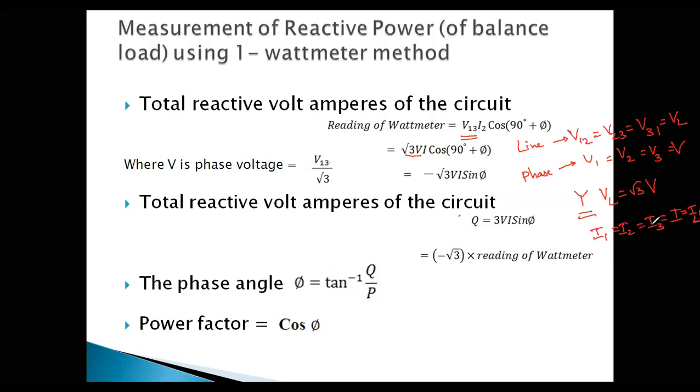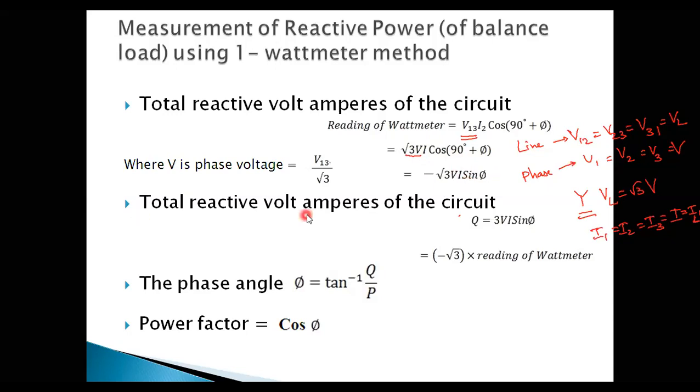Hence, we have I placed there. And then cos of 90 plus phi is going to be minus sine phi. So for angles greater than 90, the cos value is negative, and hence we write it as minus sine phi. Hope you're clear so far. So the reading of the wattmeter will show us minus root 3 V I sine phi.